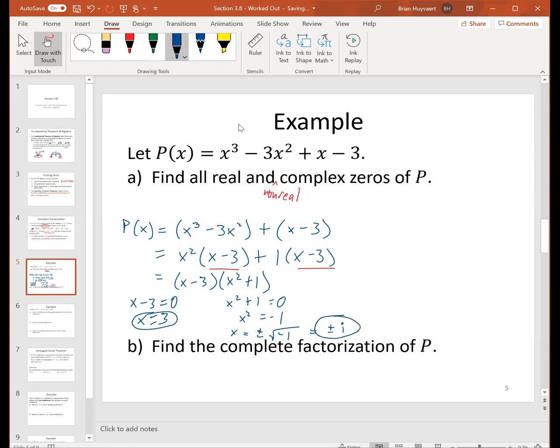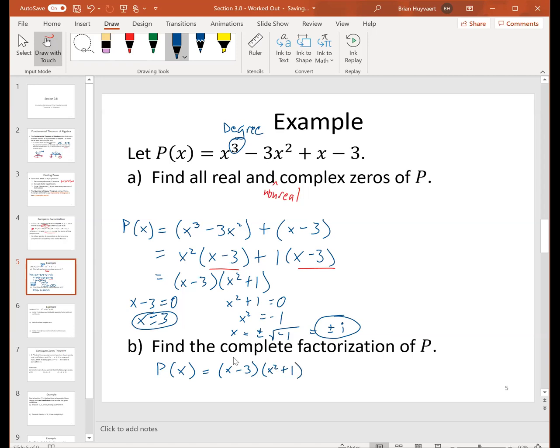So we have a function, a polynomial of degree 3, right? So we should have 3 total zeros. In this case, one of those zeros is real and 2 of them are non-real, right? So we found all of the zeros for p. Now let's complete the factorization. So p of x, we said we could factor this thing into x minus 3 and x squared plus 1, right?